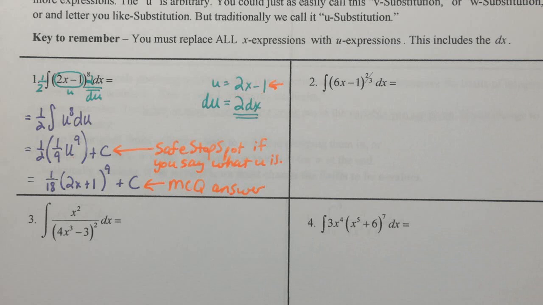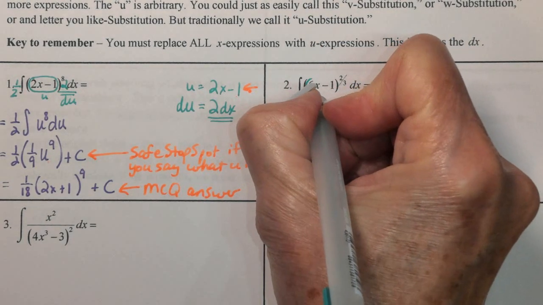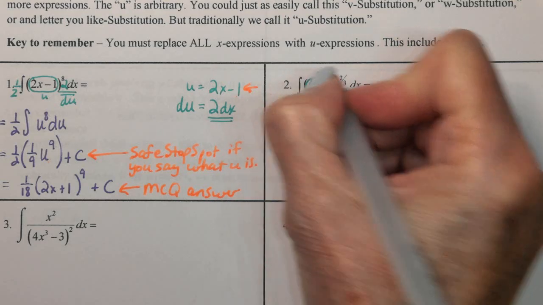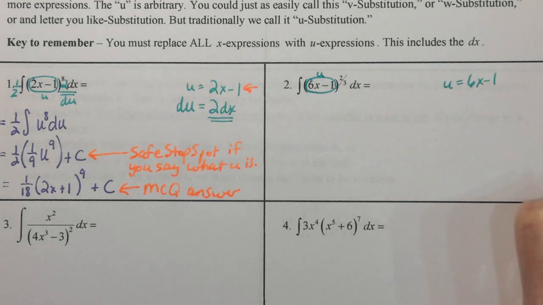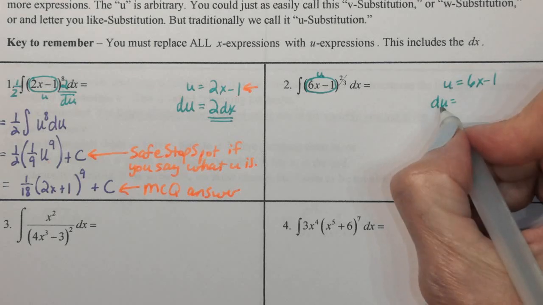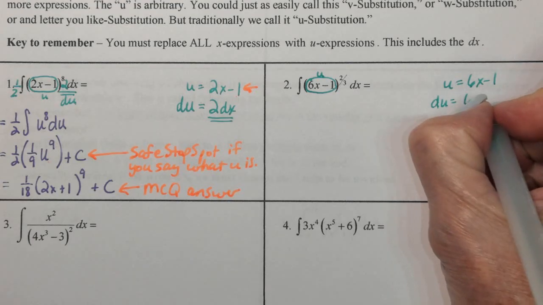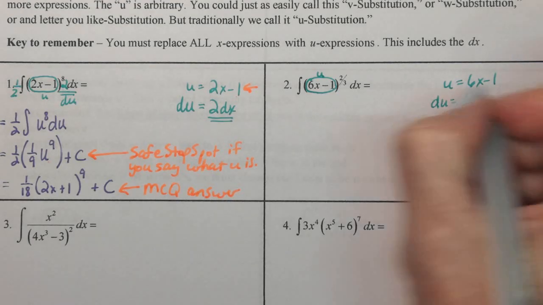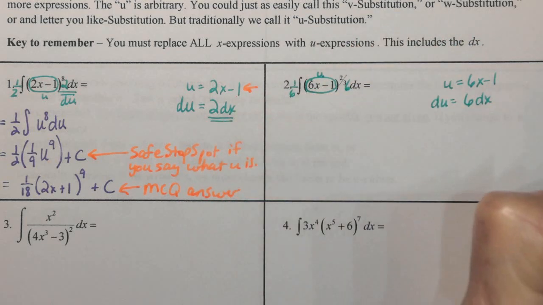Alrighty, okay, so let's do another one. When I first look at this, I'm asking myself, what is being raised to the power? 6x minus 1 is being raised to the power, so that's going to be my u. So u is 6x minus 1. What is du? The derivative of u is the derivative of 6x minus 1, 6 dx. So I need to put a 6 right here and a 1/6 out there.